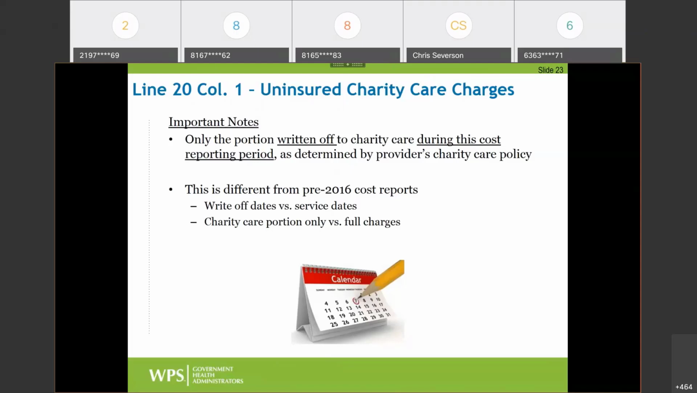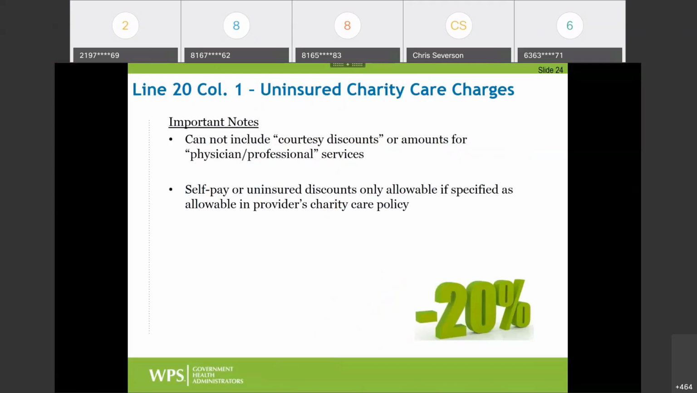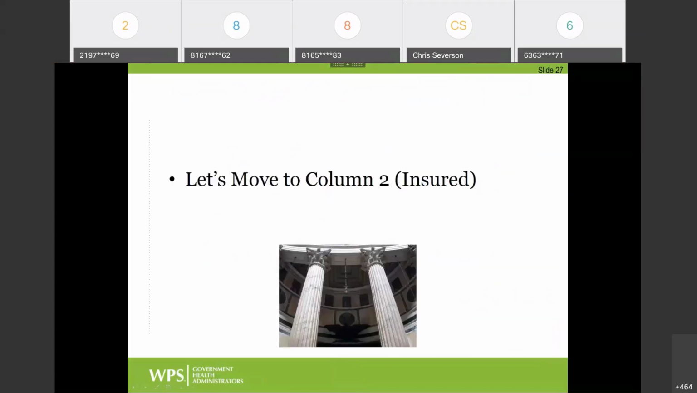Okay. And what I'm going to do here is I'm going to pick back up on the slideshow and then we'll come back to some questions in a bit. So let's see. We talked about that already. Talked about courtesy discounts, but self-pay or uninsured are allowable. Oh, must not be where we left off. Yeah, there we go. Column 2 are insured.